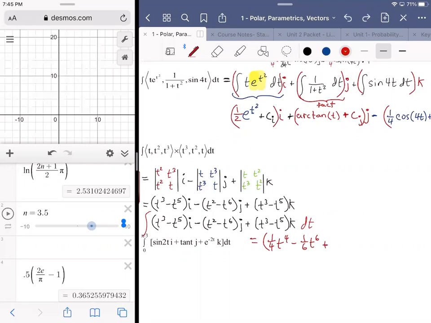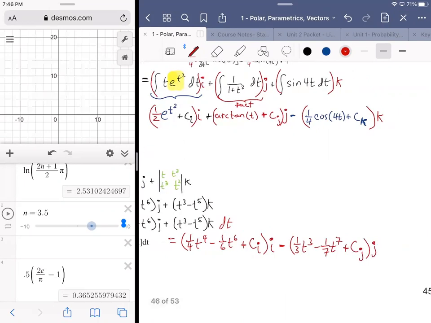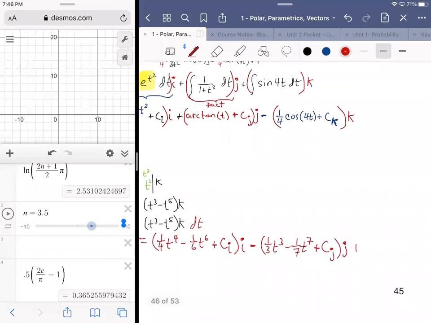I cannot make a plus for some reason. C sub i, that's my i component. Then minus 1/3 t cubed minus 1/7 t to the seventh. That's my j component, with its integration constant, C sub j. And then plus, this time it really is a plus, 1/4 t to the fourth minus 1/6 t to the sixth.